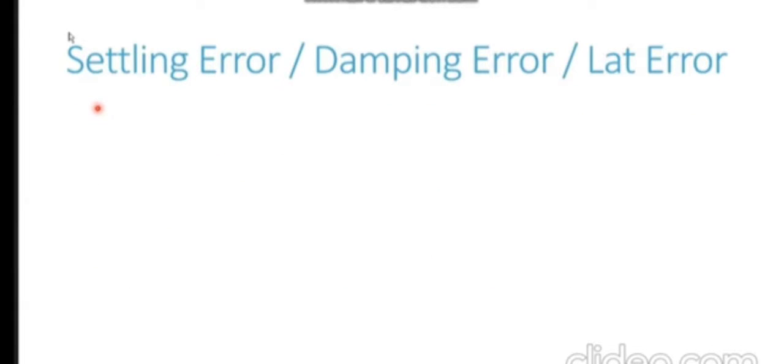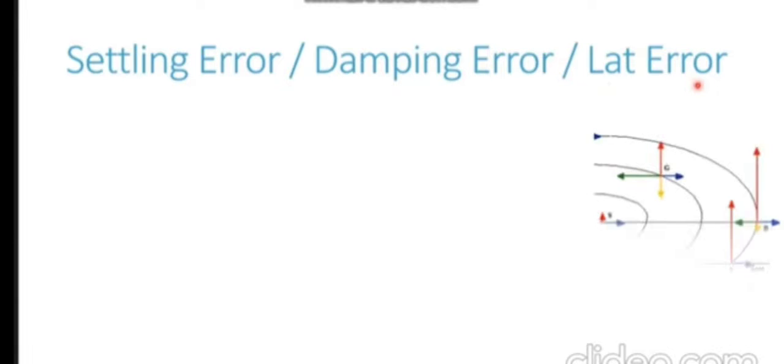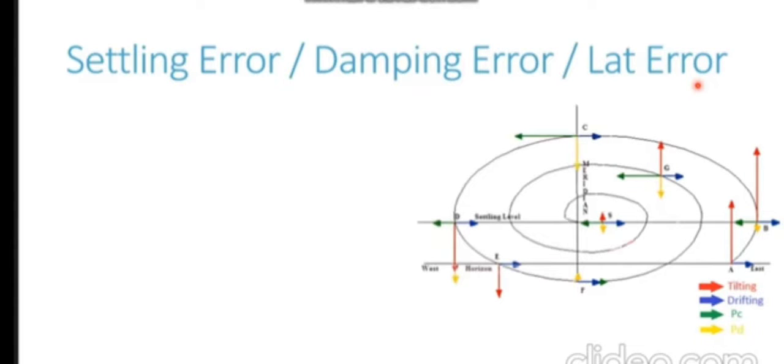So starting off with our first error, which is known as the settling error or the damping error or the latitude error. Now, why is it called a settling error? Because this error is caused because of the settling process of the gyro compass. We have seen that a gravity controlled gyro is damped. Its motion converts into an inward spiral, which you can see in the diagram on the screen now. And because of this settling process, the error is generated. That is why the name given to it as settling error.